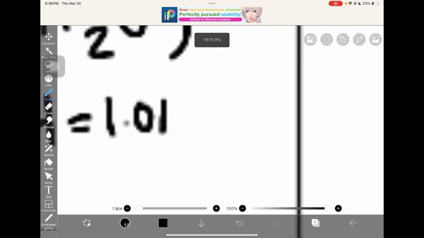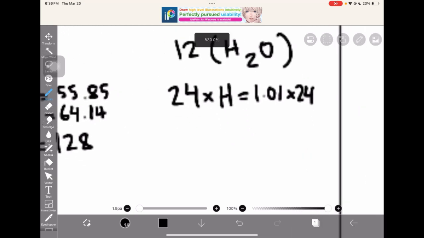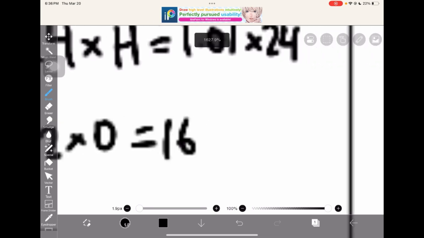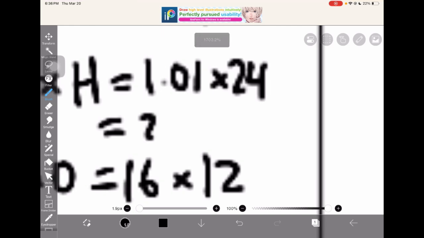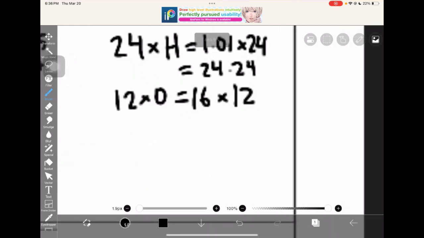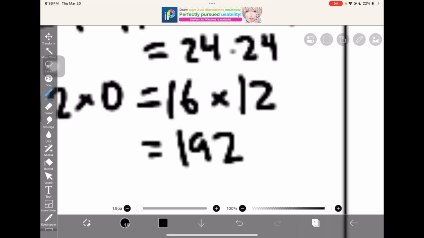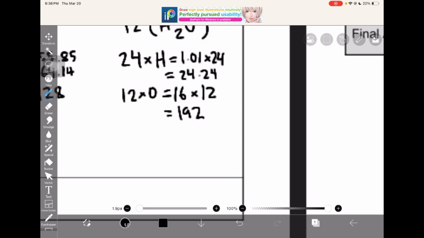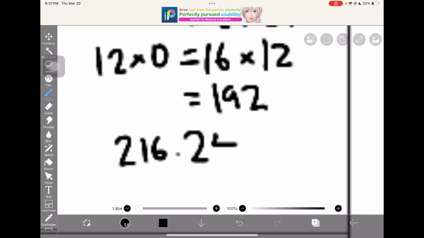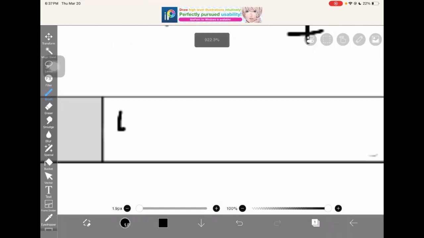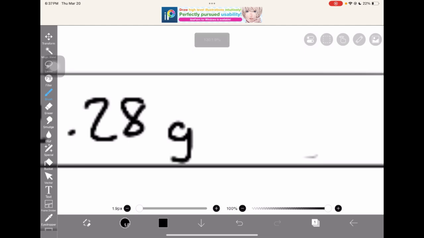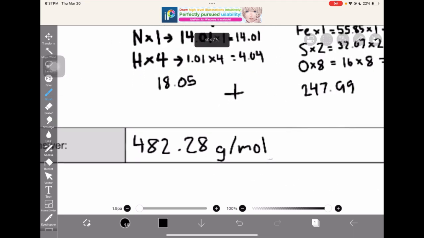That's equal to 1.01 times 24. And we also have 12 times 1 oxygen, that's 12 oxygen. That's equal to 16 times 12. And 1.01 times 24 is equal to 24.24. And then you got 16 times 12, that's equal to 192. Then we can add that up, 192 plus 24.24, that's equal to 216.24. Now that you got all those three values, we can at last solve for the molar mass. 18.05 plus 247.99 plus 216.24. That's equal to 482.28 grams per mole. And that's how we express our molar mass, grams per mole.